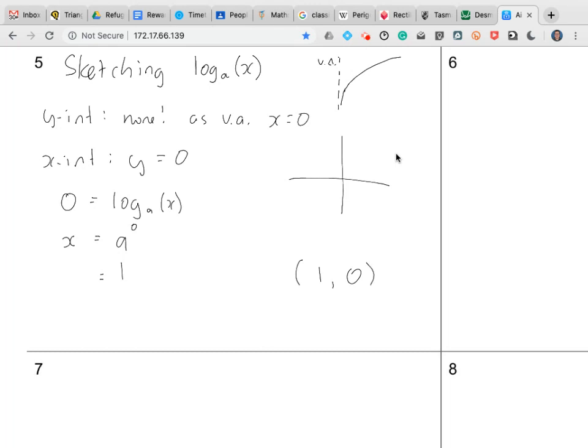Now, that short bit of work was independent of the value of a. The only thing I'll say is that a has to be a positive number. If a is negative, things get a bit weird. It's the same as an exponent graph, which has a positive base as well. We never look at a negative base because it ends up not being a function. It's a relation, but not a function.